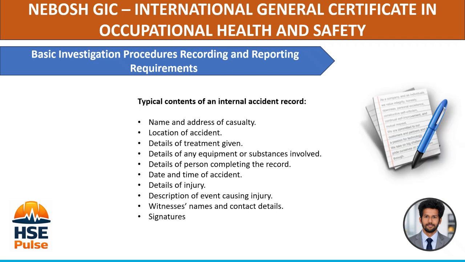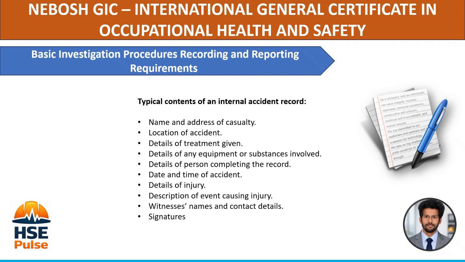The internal accident record register, which is the accident book or accident register, will be maintained in the company. What are the contents that need to be included? The name and address of the injured person. The location of the accident. The details of treatment given to the injured worker. The details of any equipment or substance involved in the accident.